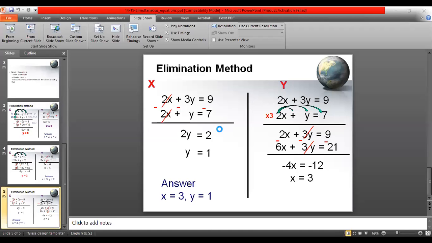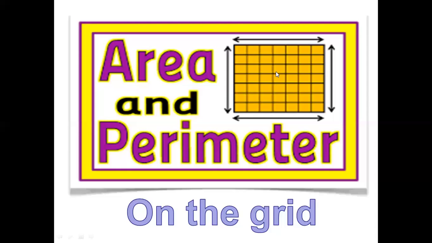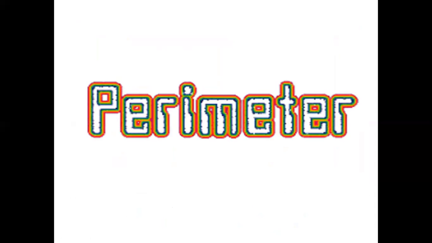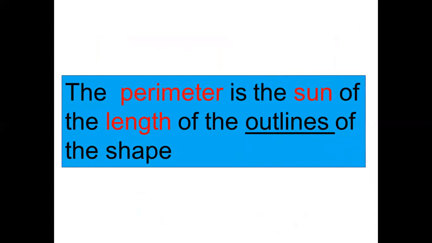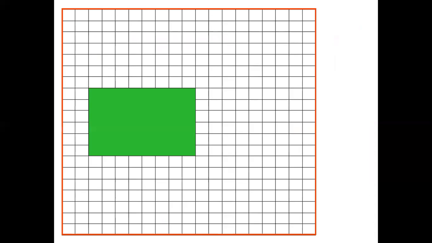Hello guys, today we are going to take simple area and perimeter on grid. First of all, I'm going to take the perimeter. The perimeter is the sum of the length of the outlines of the shape or the outer sides.